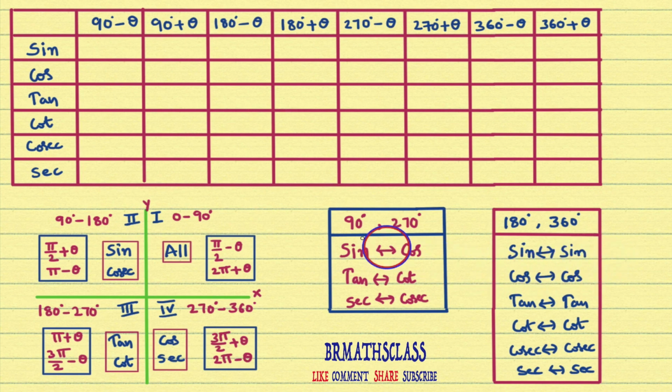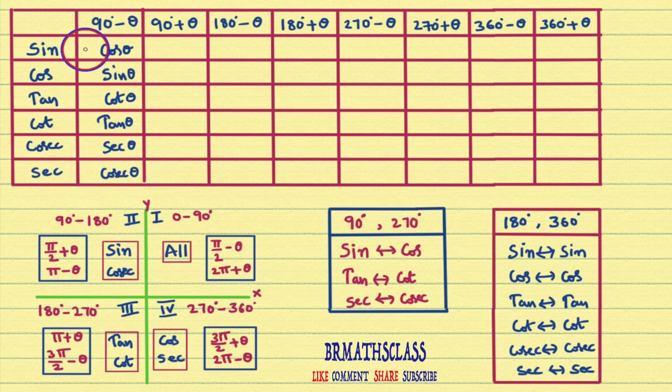Okay, now let's start writing the solutions for these things. Sine of 90 degrees minus theta. You saw 90 degrees. Whenever you see 90 degrees, sine changes to cos, so you write cos theta. Cos changes to sine, you write sine theta. Tan changes to cot theta. Cot changes to tan theta. Cosecant changes to secant theta, and secant changes to cosecant theta.